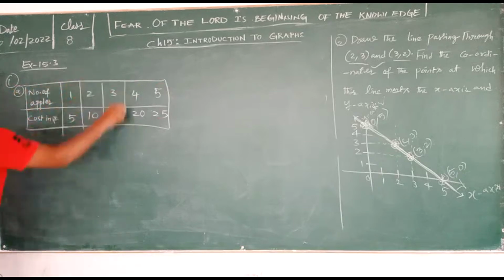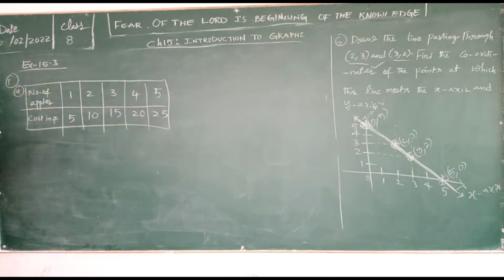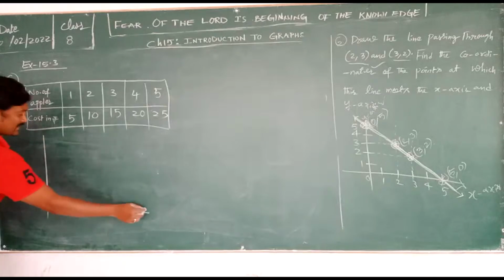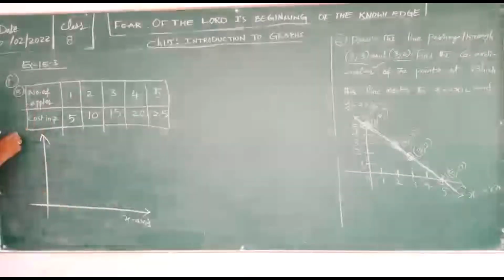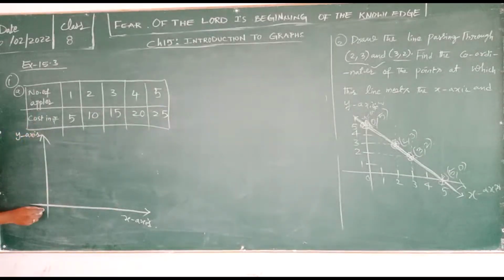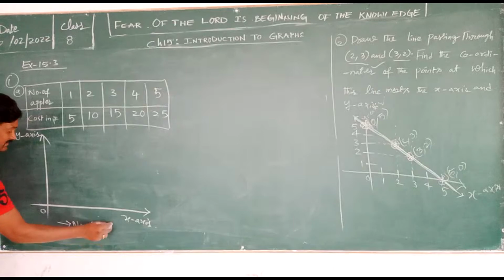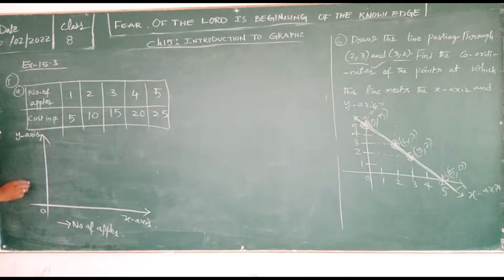So how to draw, everyone concentrate on the board, and it is very easy, and compulsory one question will be in your board examination. Let's check now. Here it is x-axis in your graph, and this has y-axis and this has 0. Now I'm going to take on the x-axis the number of apples. So I'm going to write here number of apples, and here it is cost in rupees. Cost in rupees. So rupee symbol, cost in rupees.